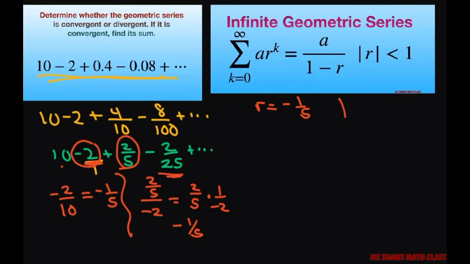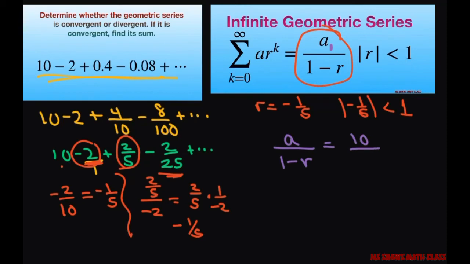Also, the absolute value of -1/5 is less than 1. So that means it's convergent, and what it converges to is this: A divided by 1 minus R. A is your first term. Sometimes they put A sub 1. If there's not a 1, that means it's the first term. So we're going to have 10 divided by 1 minus -1/5.